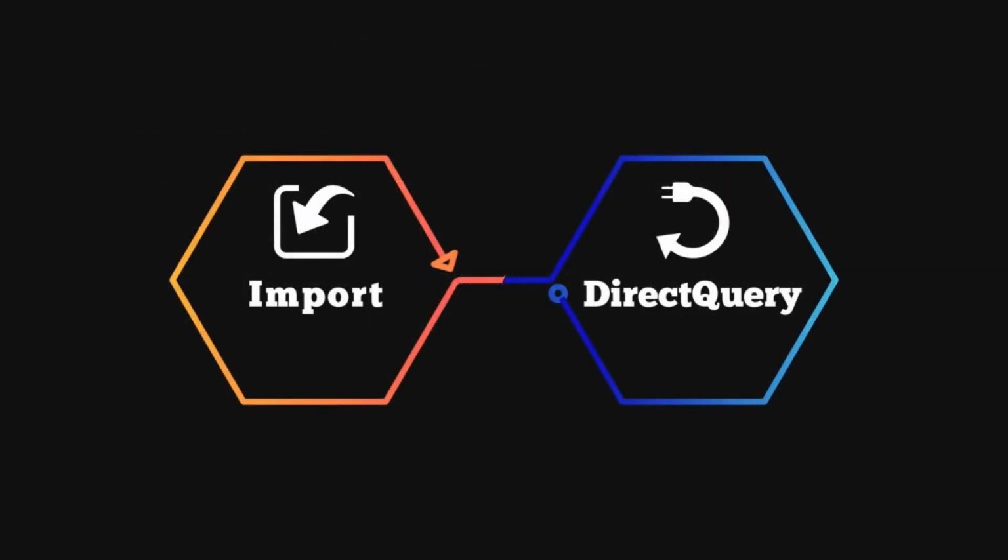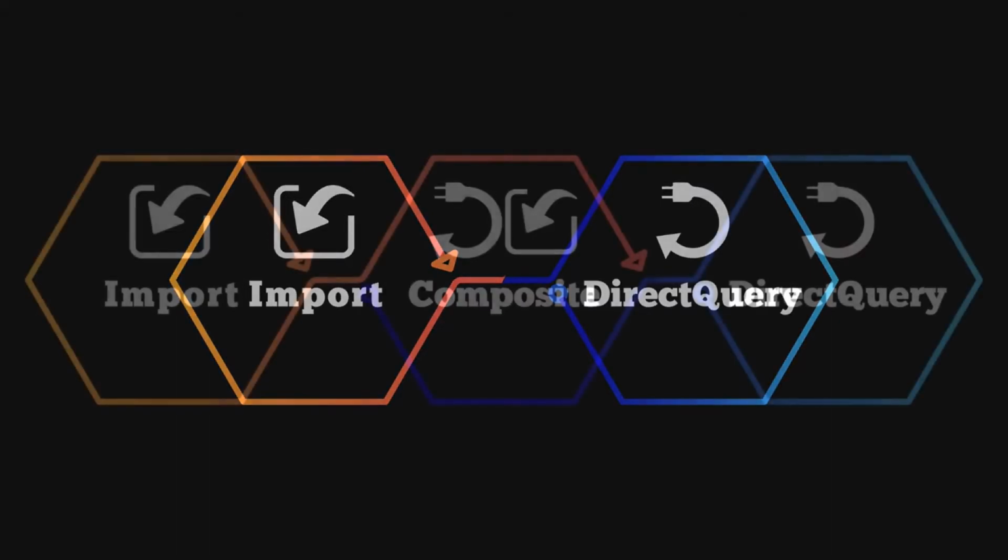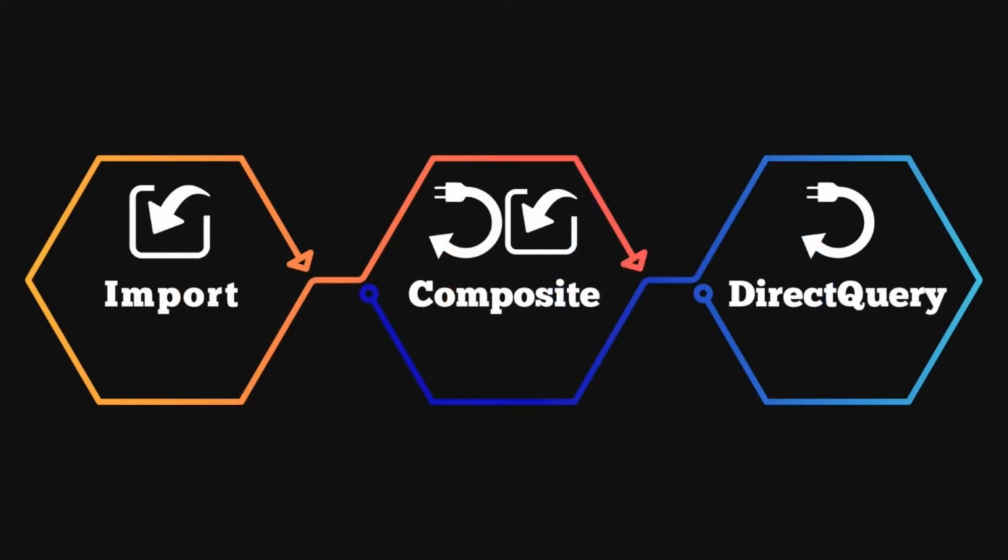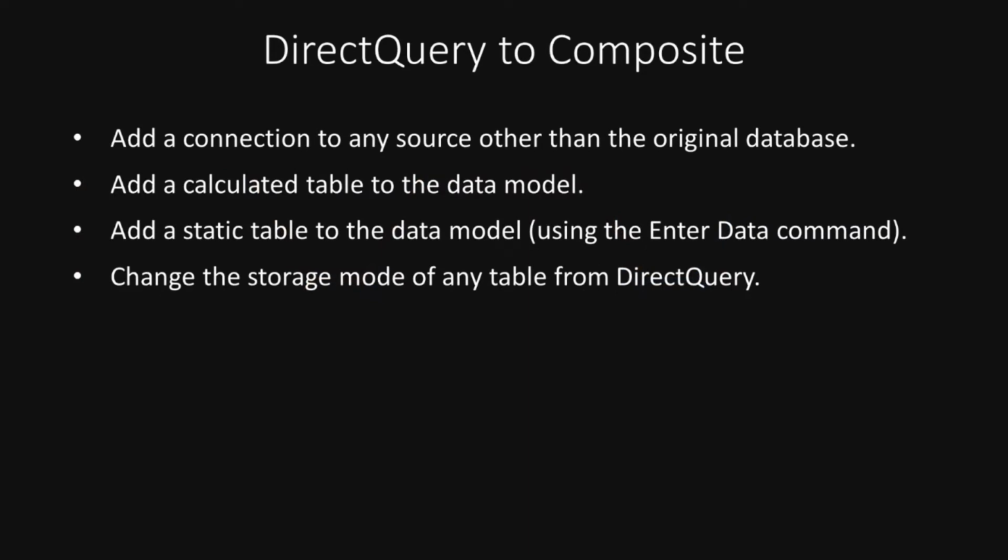In addition to import and direct query, we now have mixed mode, which enables us to create composite solutions. A composite data model can be viewed as a variant of working in direct query mode. It allows you to start with a direct query project and then add other tables which are not in direct query mode. The first method of morphing a project from direct query to composite is to add a connection to a data source other than the original data source or database.